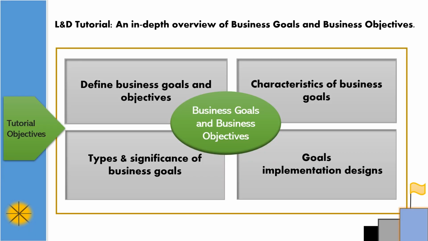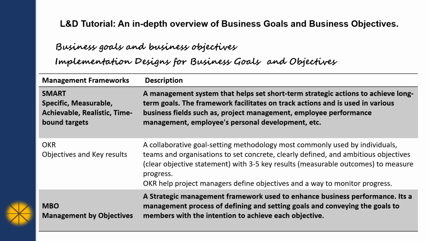As we are reaching towards the end of the overview of business goals and business objectives, the last section I want to talk about is goals implementation designs or frameworks that helps measure business performance successfully. So there are different management frameworks that helps design and implement goals successfully, such as SMART. SMART is an acronym of specific, measurable, achievable, realistic, time-bound targets. It's a management process system that helps set short-term strategic actions to achieve long-term goals.